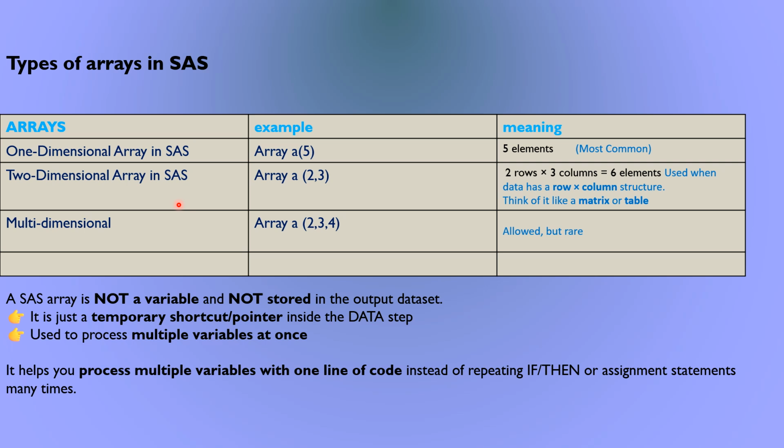A two dimensional array we write like array a, 2, 3. That means two rows and three columns, like a matrix. That is a two dimensional array. Multi-dimensional means it will come like array a, 2, 3, 4. Usually we will not use it, only in very rare cases.